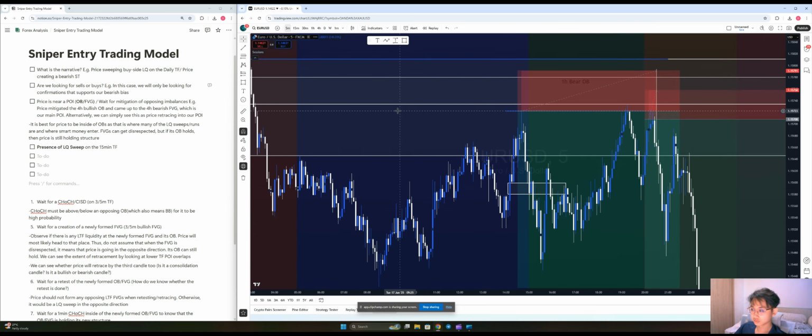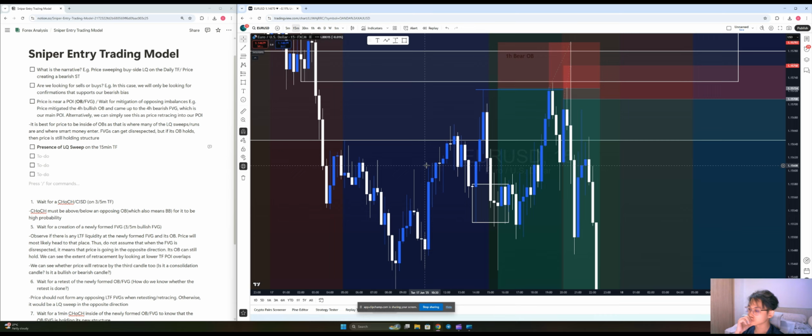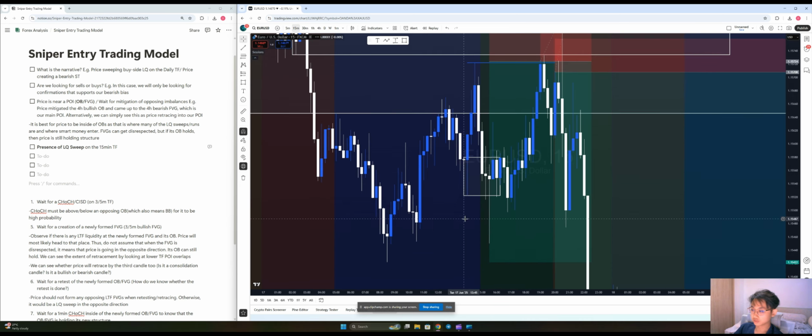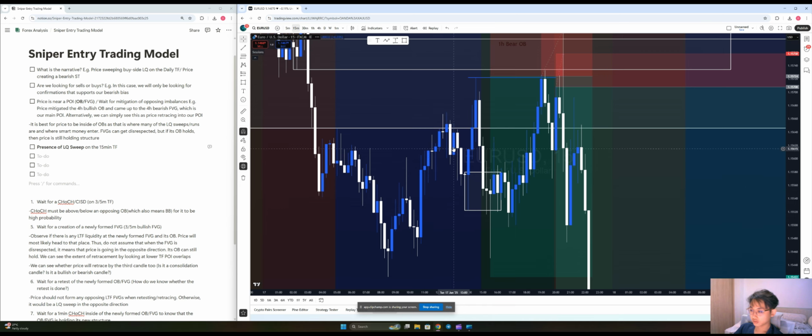Okay, let me see here. Yeah. Okay, we could have taken this trade. This trade is also good. But we are constantly mitigating, and collecting buy orders. For example here, price came down to mitigate opposing balance. Came up, came down. Same thing to mitigate opposing balances. Right here, right here.